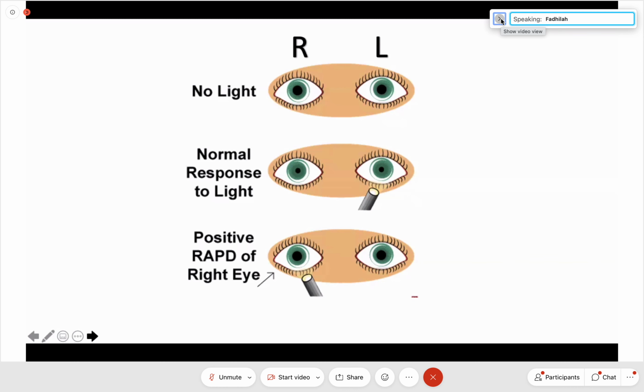Remember Prof. Wan's video just now, it showed very beautifully how RAPD looks. I'm sure everybody knows about this. It's just that sometimes when you do it on a patient, you can get a little bit confused. So all you have to do is calm yourself and rest for a while, let the patient close the eyes, and repeat again.